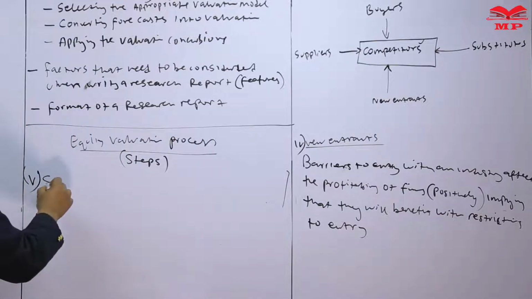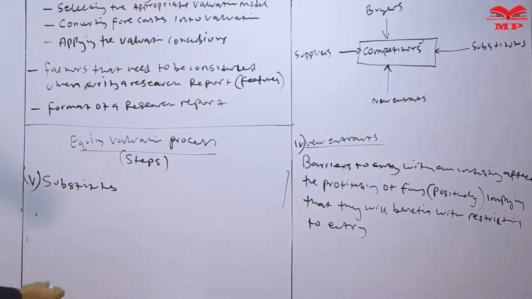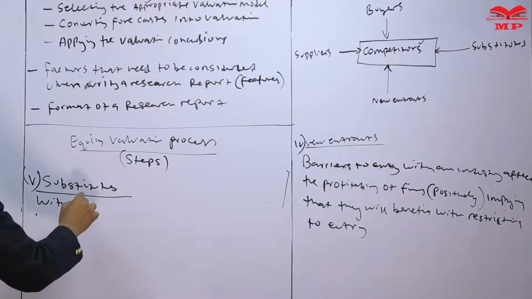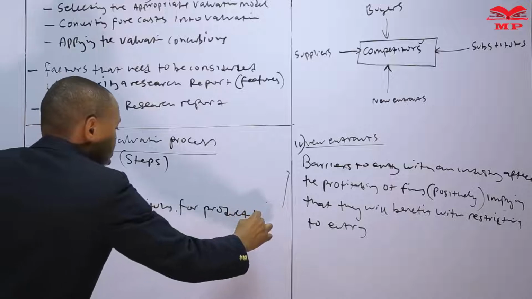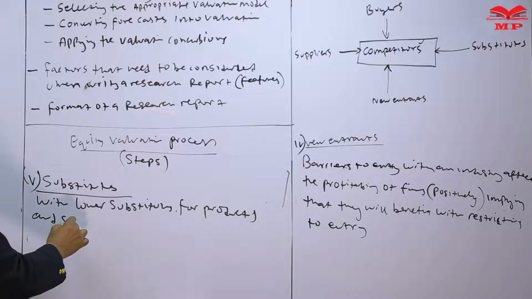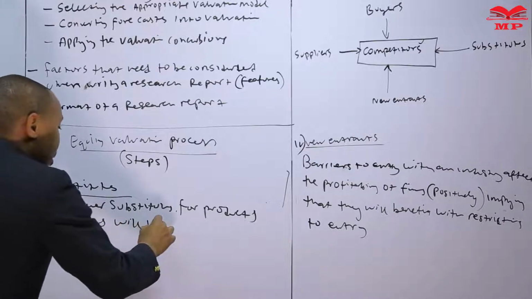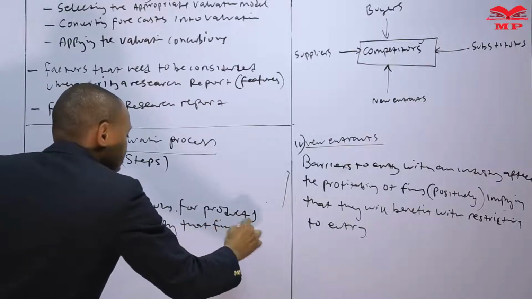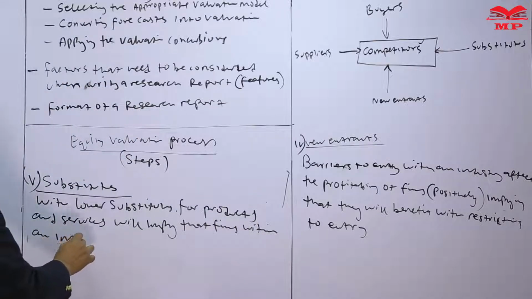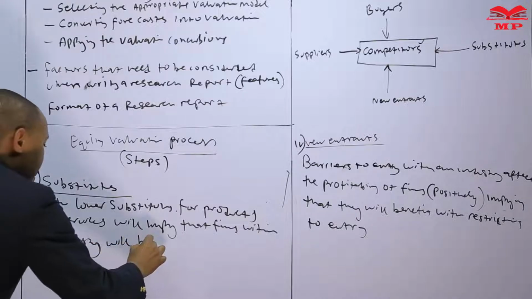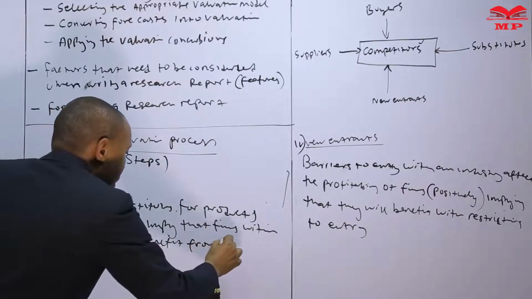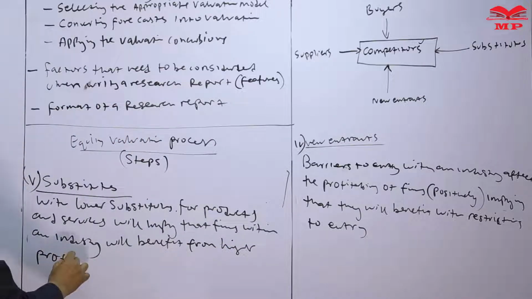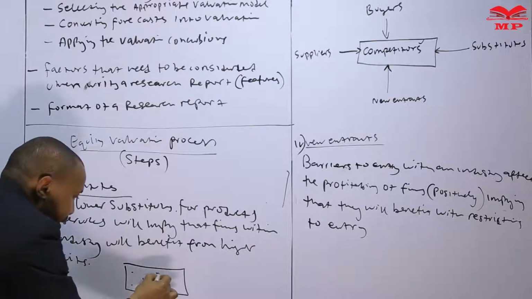Five is substitutes. With lower substitutes for products and services will imply that firms within an industry will benefit from higher profits. So this is how the industry exists.